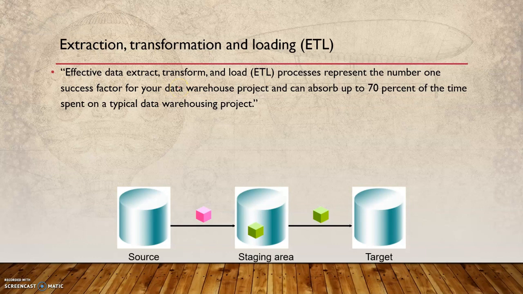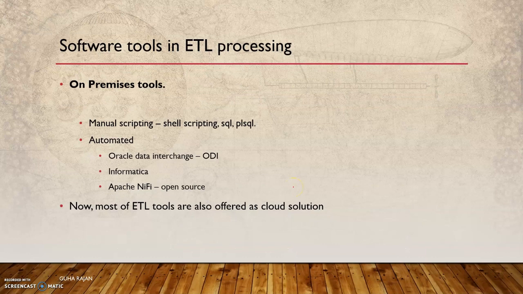It can absorb 70% of the time spent on data warehouse projects. The transformation can happen during staging, after staging, during the loading into the target, or once it gets loaded into the target, there could be SQL updates which get applied for all the products. A, B will be transformed into C, as we saw in the example.